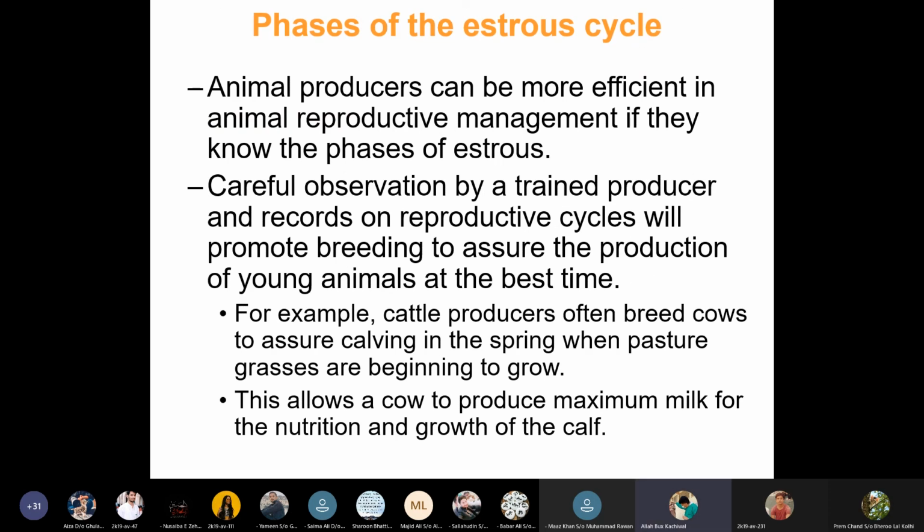Animal producers can be more efficient in reproductive management if they know the phases of the estrus cycle. Careful observation by trained producers and records of the reproductive cycle help assure the production of young animals at the best time. For example, cattle producers often breed cows to assure calving in the spring when the pasture grasses are beginning to grow. This allows a cow to produce maximum milk for the nutrition and growth of the calves.